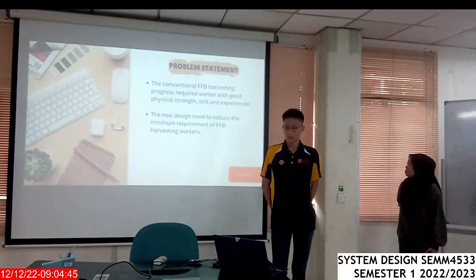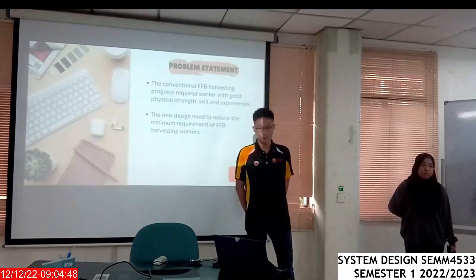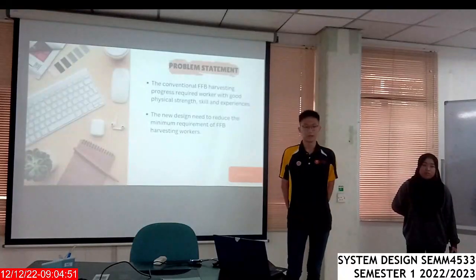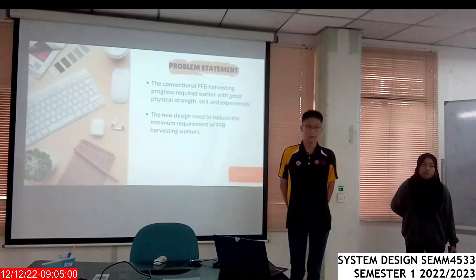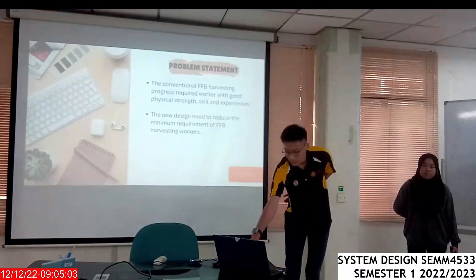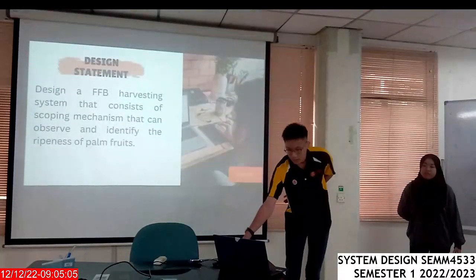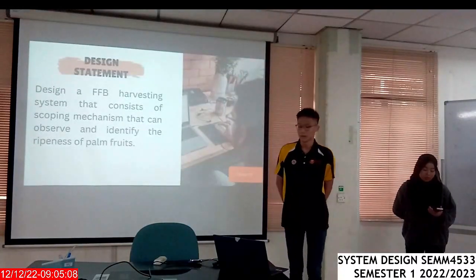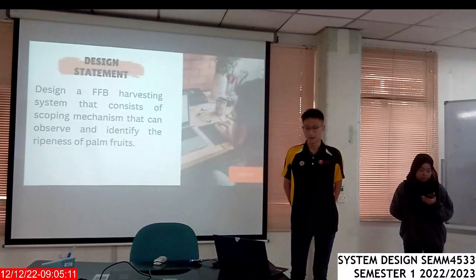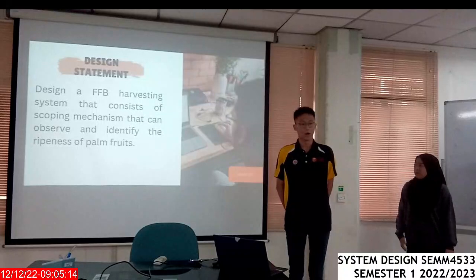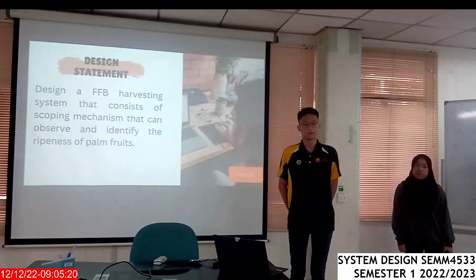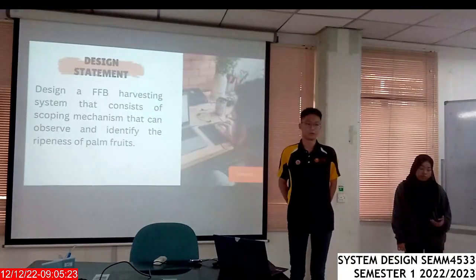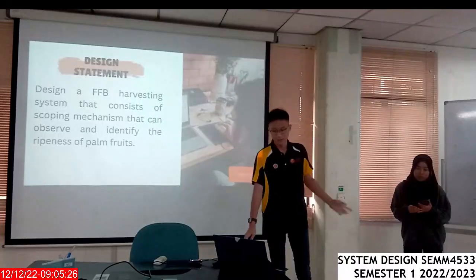For the problem statement of our project, the conventional FFB harvesting process requires workers with good physical strength, skill and experience. So the new design aims to reduce the minimum requirement for FFB harvesting workers. The design statement is based on the objective. We need to design an FFB harvesting system with a scoping mechanism that can observe the ripeness of the palm oil fruit, so it is easy for us to identify whether to cut or not. We will pass to the next person.